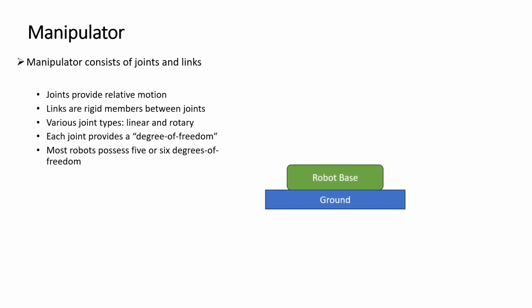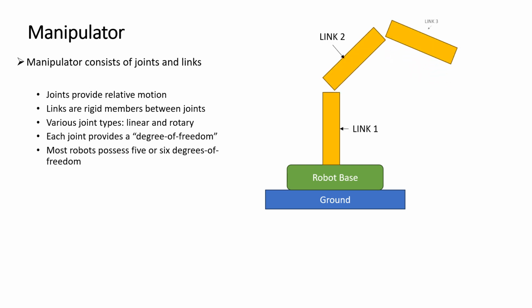Now let's check this out. This is the robot base. Let's consider we have link 1, this is link 2, and this is link 3. Now these are just links, they will not have any motion between them, and we want to have motion. So what we have to do is add joints. So these are nothing but the joints. When two links come together to have some motion, it forms a joint. Now this joint can provide a linear motion or rotary motion depending on the construction of the robot.